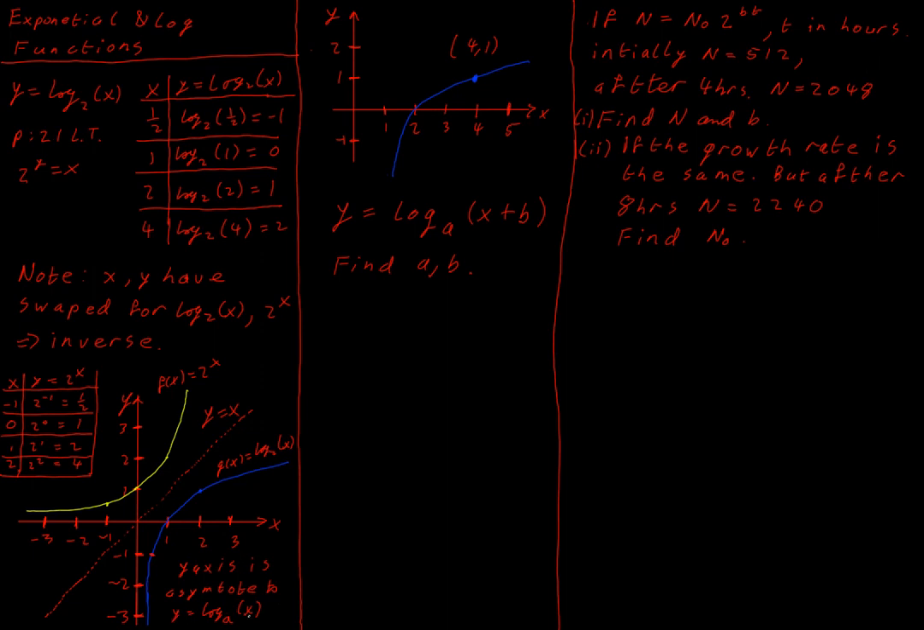So if we have a straightforward log function that nothing has been added to, so we don't have +3 or x minus 1 or something written in here, so long as we just have log to some base of x, it is going to have an asymptote at the y-axis. Something that we can see going on here is that this line looks like it's going way down. It is going down towards negative infinity.